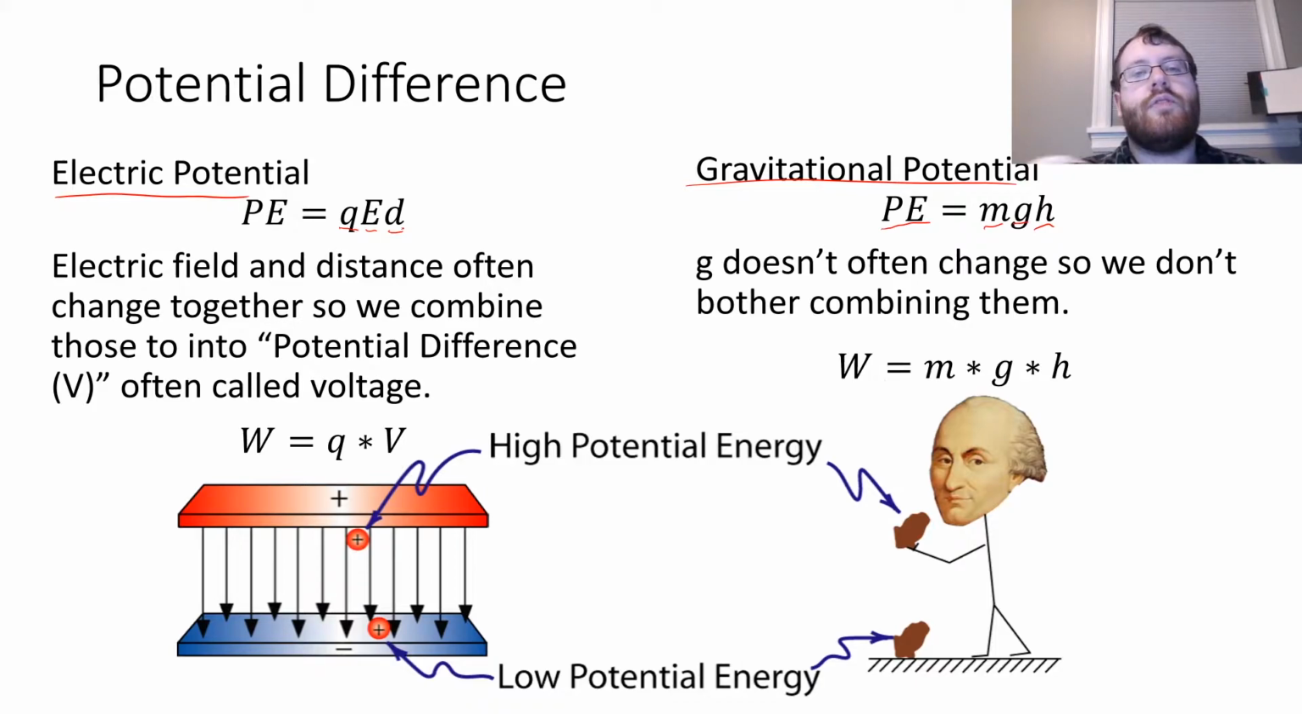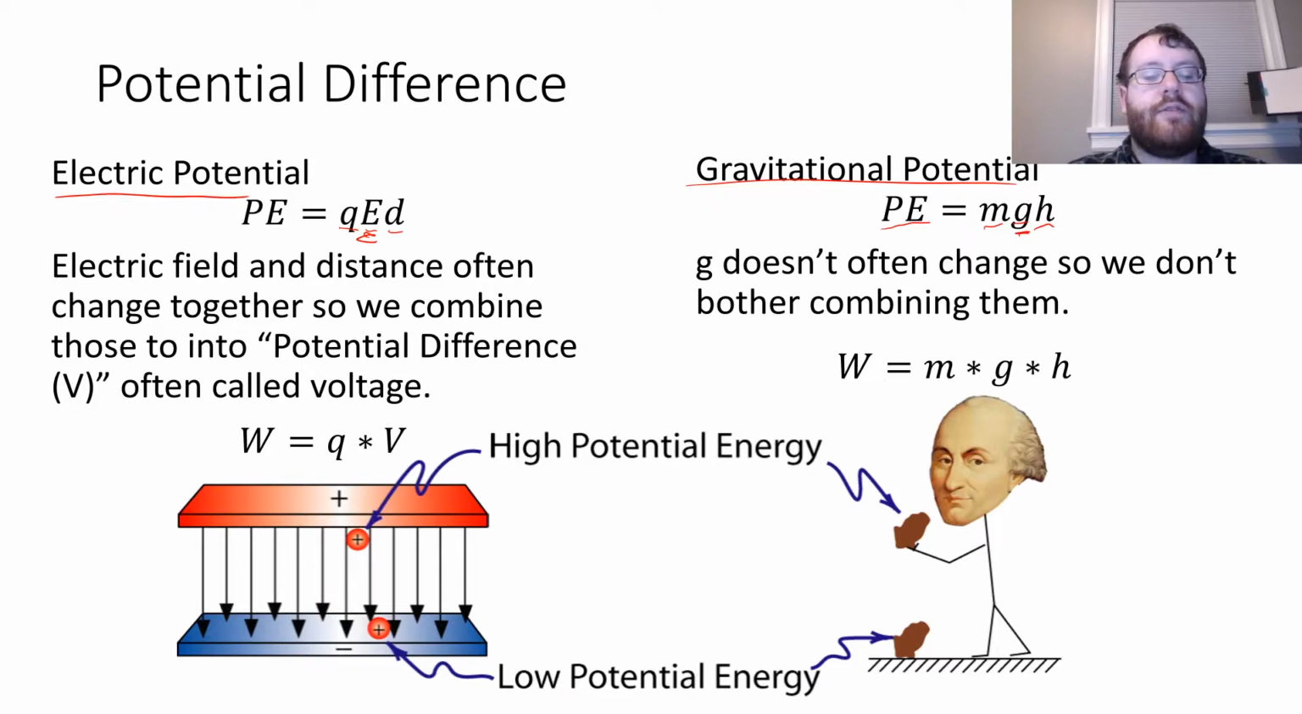Charge is pretty equivalent to mass in terms of electricity and gravity. They're very similar to each other. We saw that back in Coulomb's law, the electrostatic force formula was very similar to the gravitational force formula. Electric field and gravitational field, E and g, are also very similar to each other.